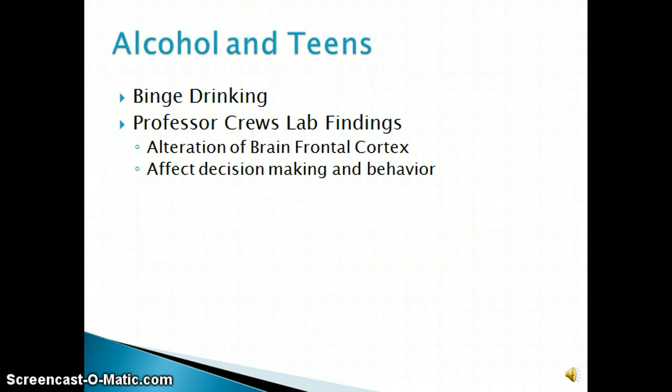Also, Crews' research explored mechanisms, characteristics, and functional consequences of binge drinking on the brain. Some changes associated with adolescent alcohol binge drinking, on MRI, revealed smaller brain volume and size in adult males.